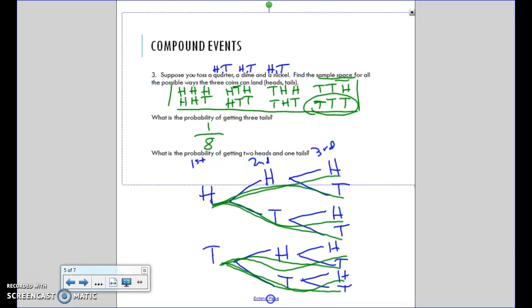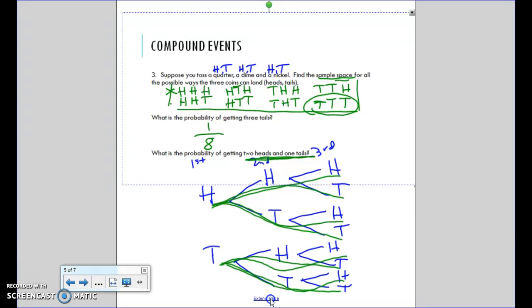What's the probability of getting 2 heads and 1 tails? Okay, now 2 heads and 1 tails can be confusing because there's a lot of ways this can happen. We could do heads, heads, tails, or tails, heads, heads, but there just needs to be 2 H's and 1 T.